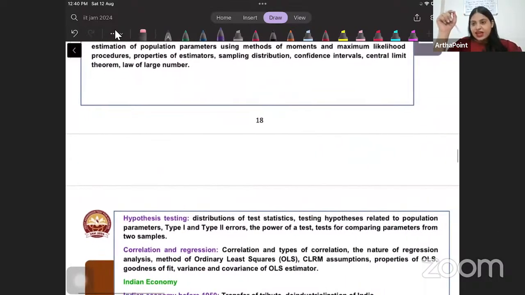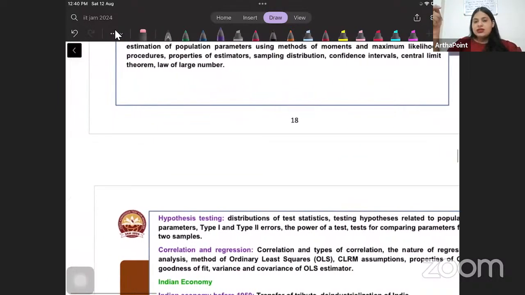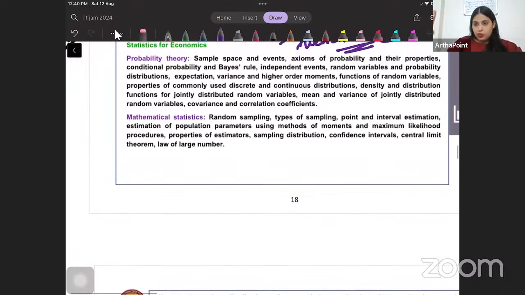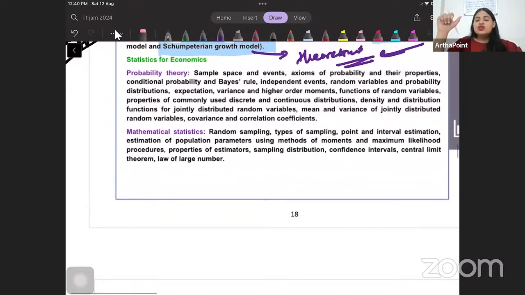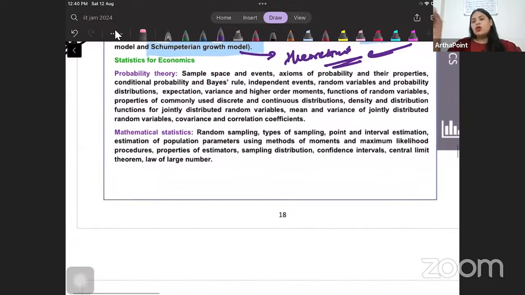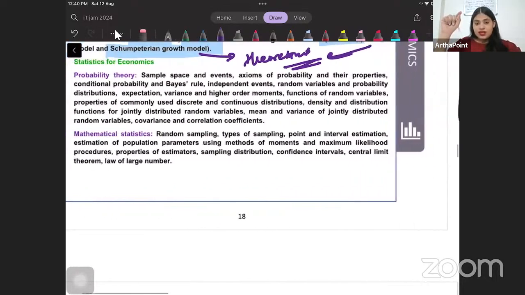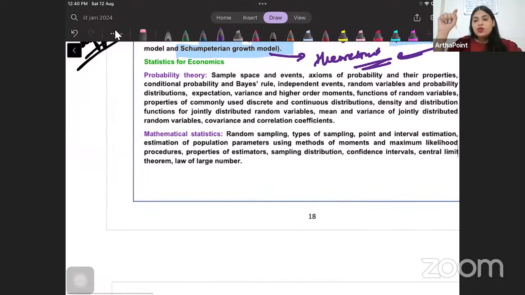Stats is very heavy again. With every coming year, they are making stats more and more difficult. So stats again has to be a very important chunk of your practice. But the thing that you have to understand is that, even when you go, I will do an analysis of the 2023 paper in some other session.